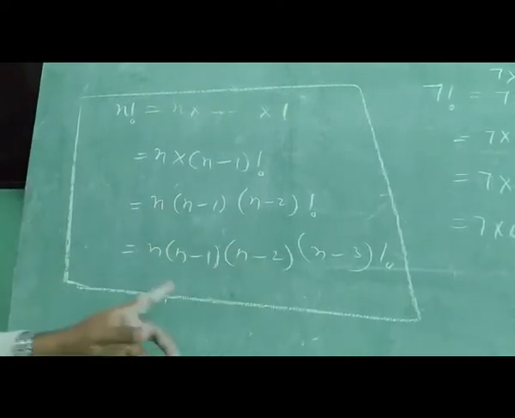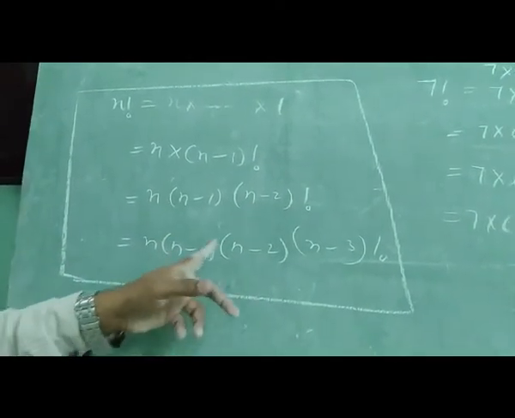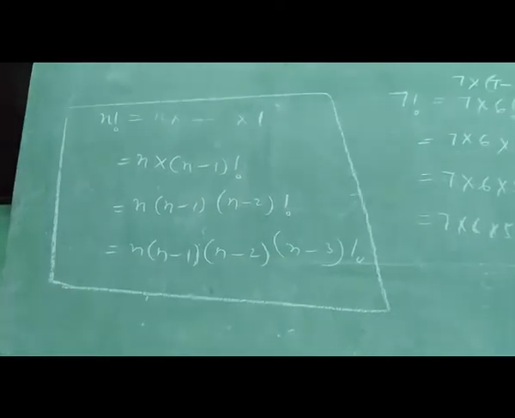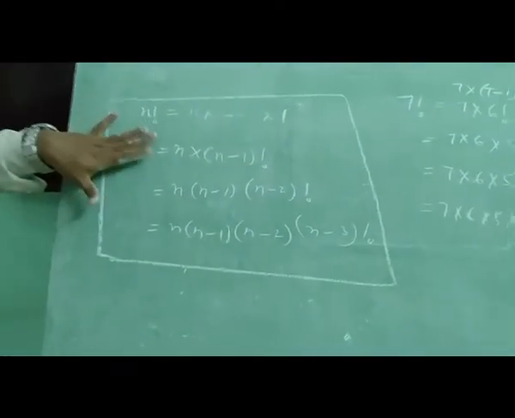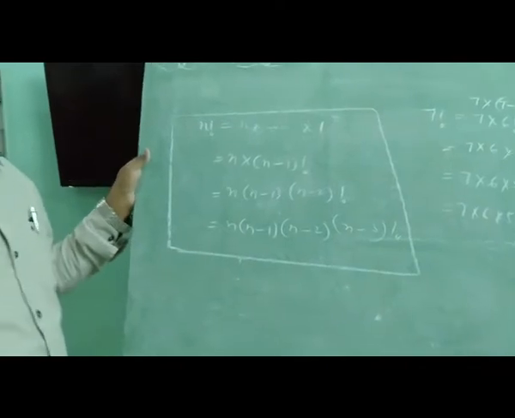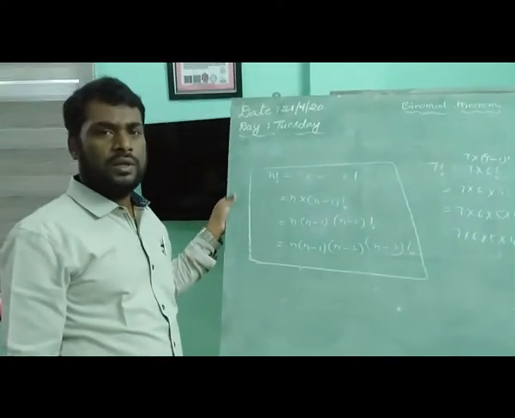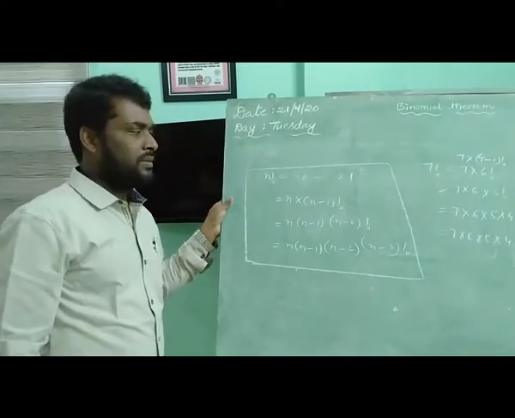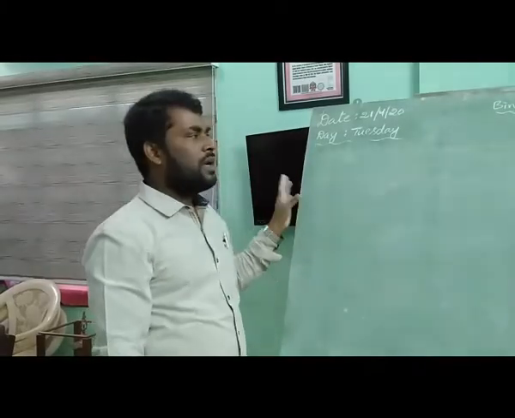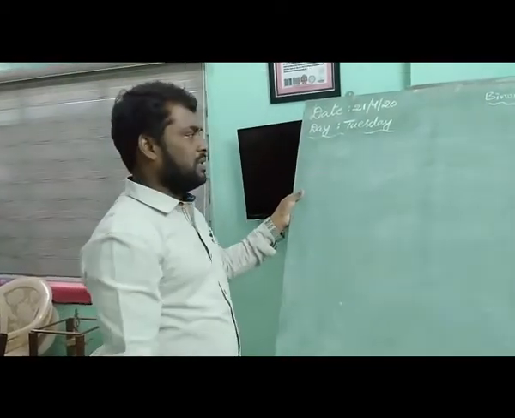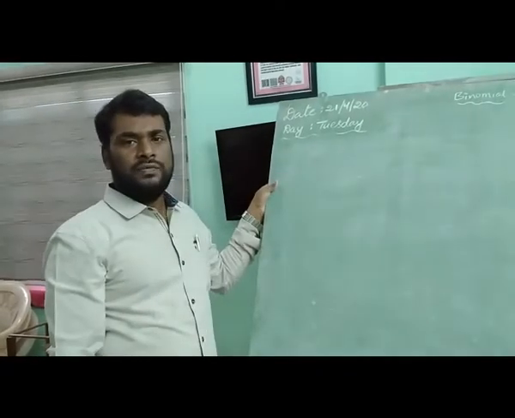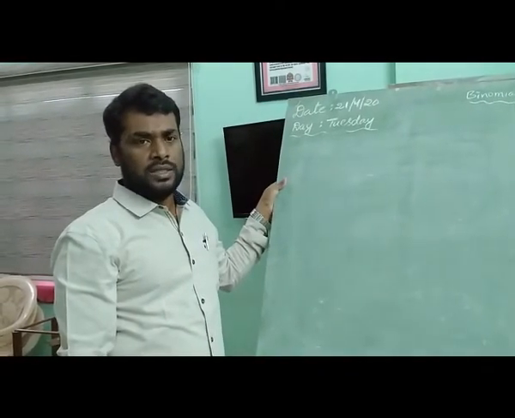Again it can be written as n into n minus 1 into n minus 2 into n minus 3 factorial. So this concept is also useful to find the coefficients of the terms in binomial expansion. One more small concept I want to explain now, that is the sum of the coefficients of a binomial expansion.